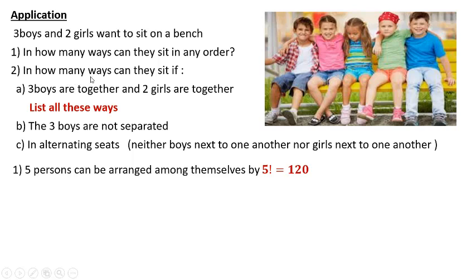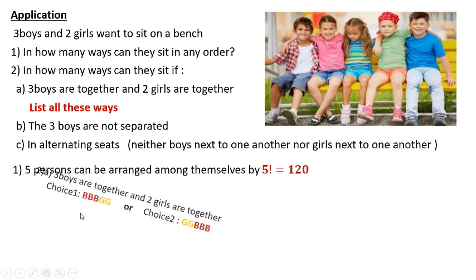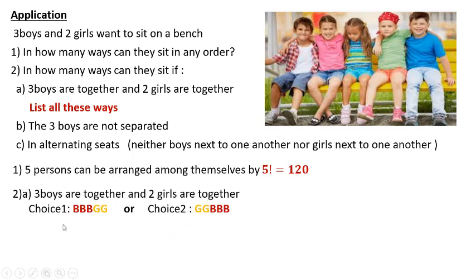Part 2. In how many ways can they sit under these conditions? A. 3 boys are together and 2 girls are together. B. 3 boys are not separated. C. In alternating seats. Let's start by solution of 2A. Given that the 3 boys are together and the 2 girls are together, then we have 2 choices: boy, boy, boy, girl, girl, or another choice: girl, girl, boy, boy, boy.